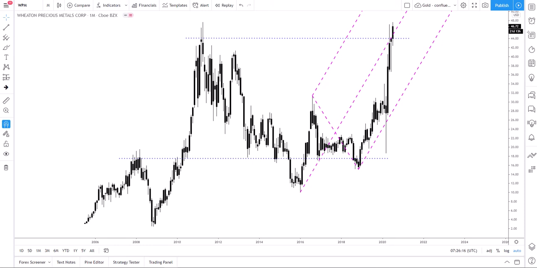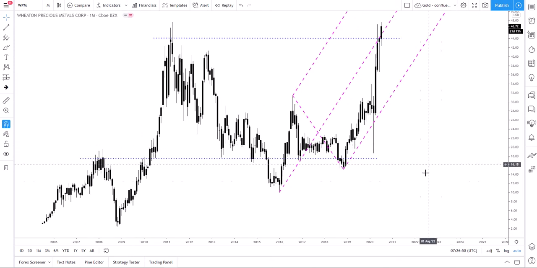And so Wheaton, in my opinion, is the longest term example of the streaming business model. Streaming or royalties, however you want to describe that business model. And so anyway, here we are looking at Wheaton in the monthly time frame, and as always, I like to start with the big picture, and then we'll drill down from there.